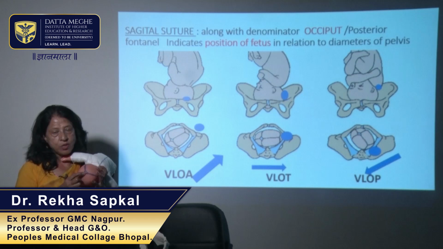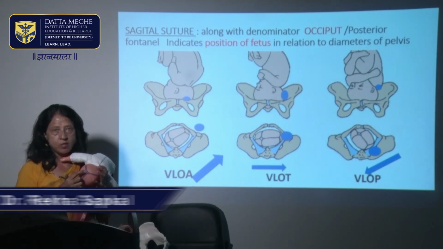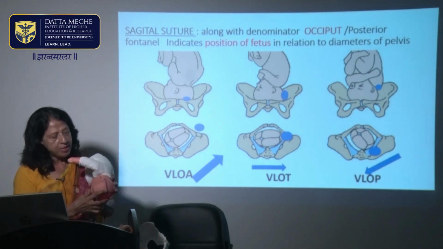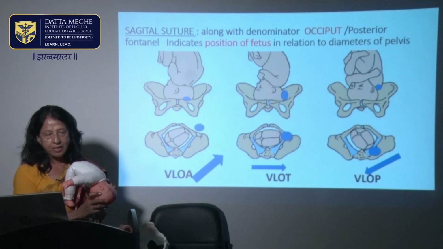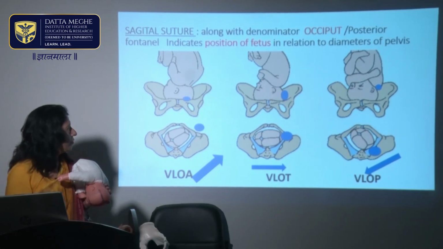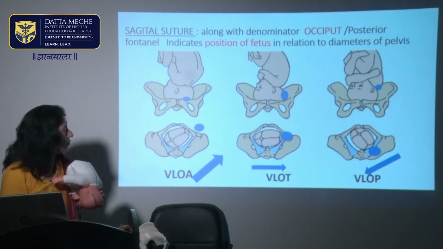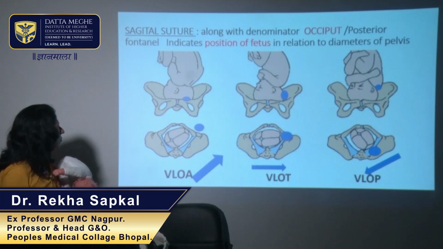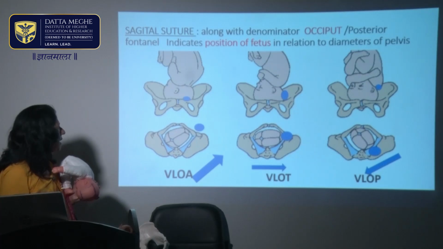And this sagittal suture, along with the denominator, that is the occiput, will indicate the direction of the occiput, whether it is posteriorly placed or anteriorly placed. I can make that out. So, in this photograph, in this slide, I have drawn the blue arrow with the circle marked as O. This circle indicates the direction of the occiput. So, this is anterior position.